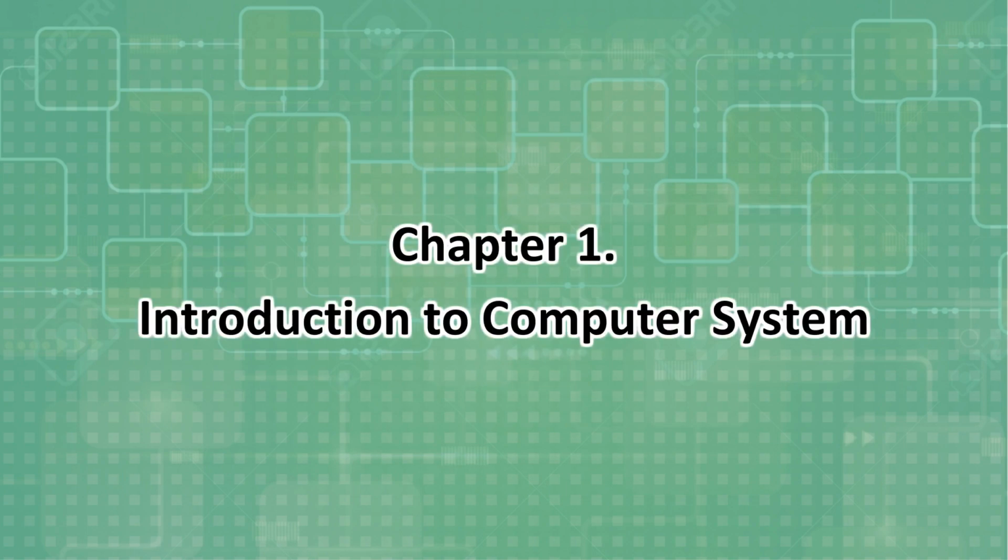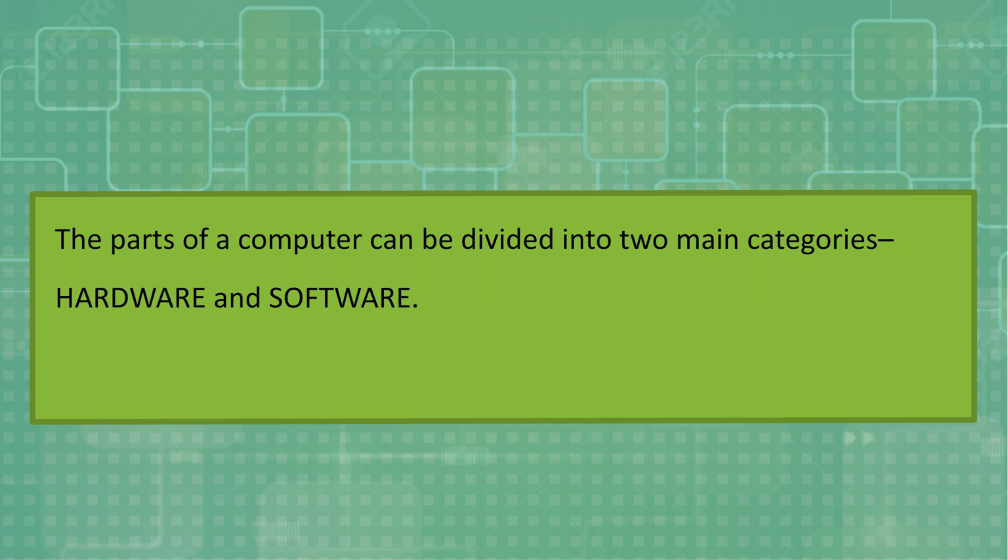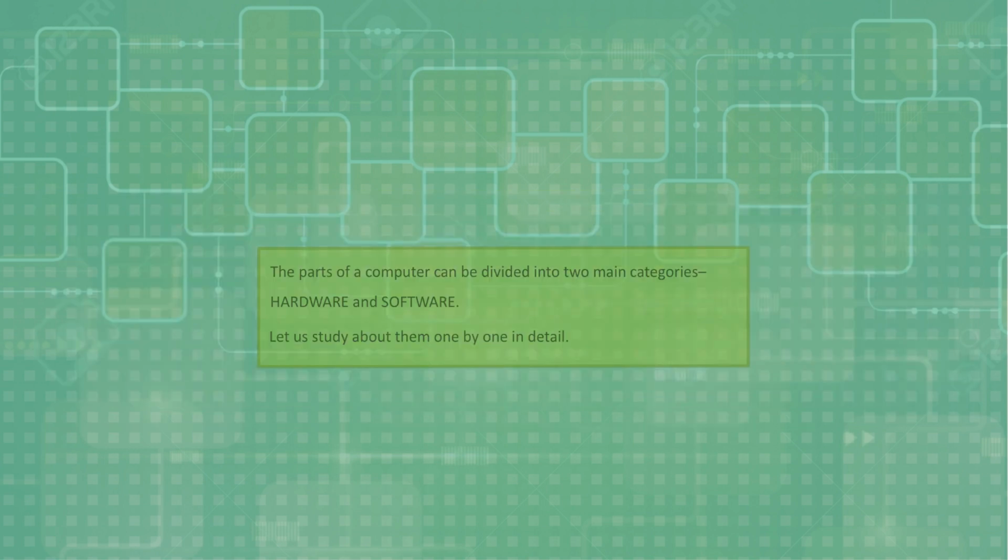Chapter 1: Introduction to Computer System. Topics covered: Hardware, Software. The parts of a computer can be divided into two main categories: hardware and software. Let us study about them one by one in detail.